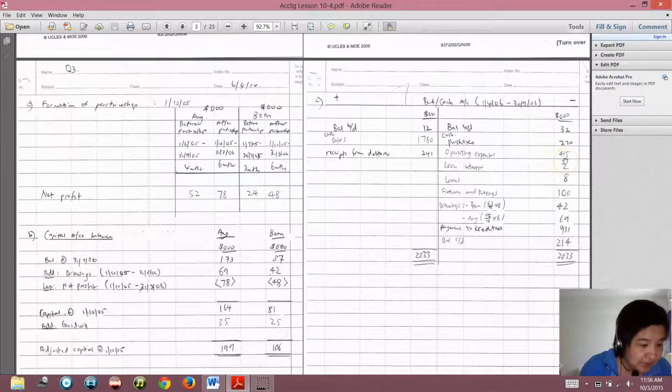So operating expenses paid in cash is also given in the question. Loan interest paid is also given in the question. Loans repaid is also money going out, so it's given in the question. That's why I put it there. Then this one, fixture and fittings purchase 120, but in note 6 it says that new fixture.